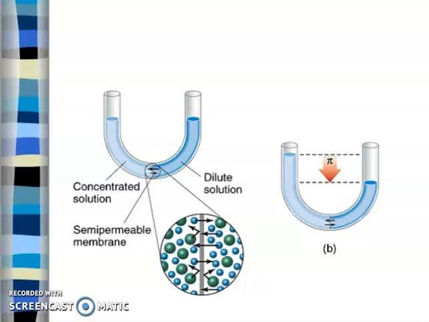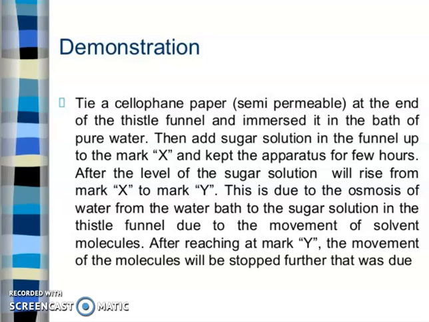Then this is the difference. Demonstration: tie a cellophane paper semipermeable membrane at the end of the thistle funnel and immerse it in a bath of pure water. Then fill the sugar solution in the funnel up to Mark X and keep the apparatus for a few hours. After that, the level of the sugar solution will rise from Mark X to Mark Y.